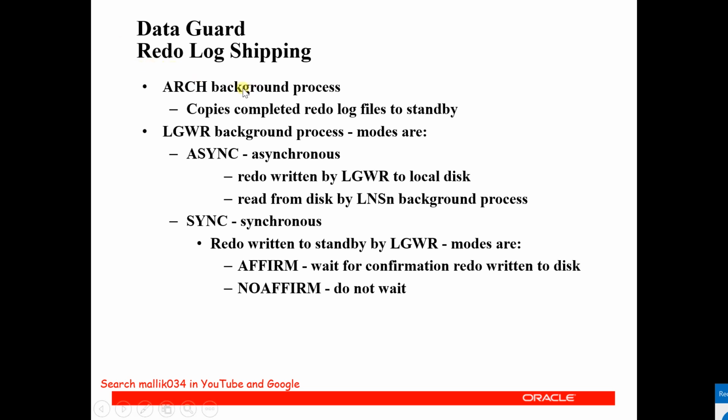One is the archive background process, which is responsible for sending the archive logs; it copies completed redo log files to standby. A completed redo log means your archive logs. The other is the log writer background process: without archiving at the primary side, the redo log is sent directly to the standby side, and then simultaneously you apply on both primary and standby together.